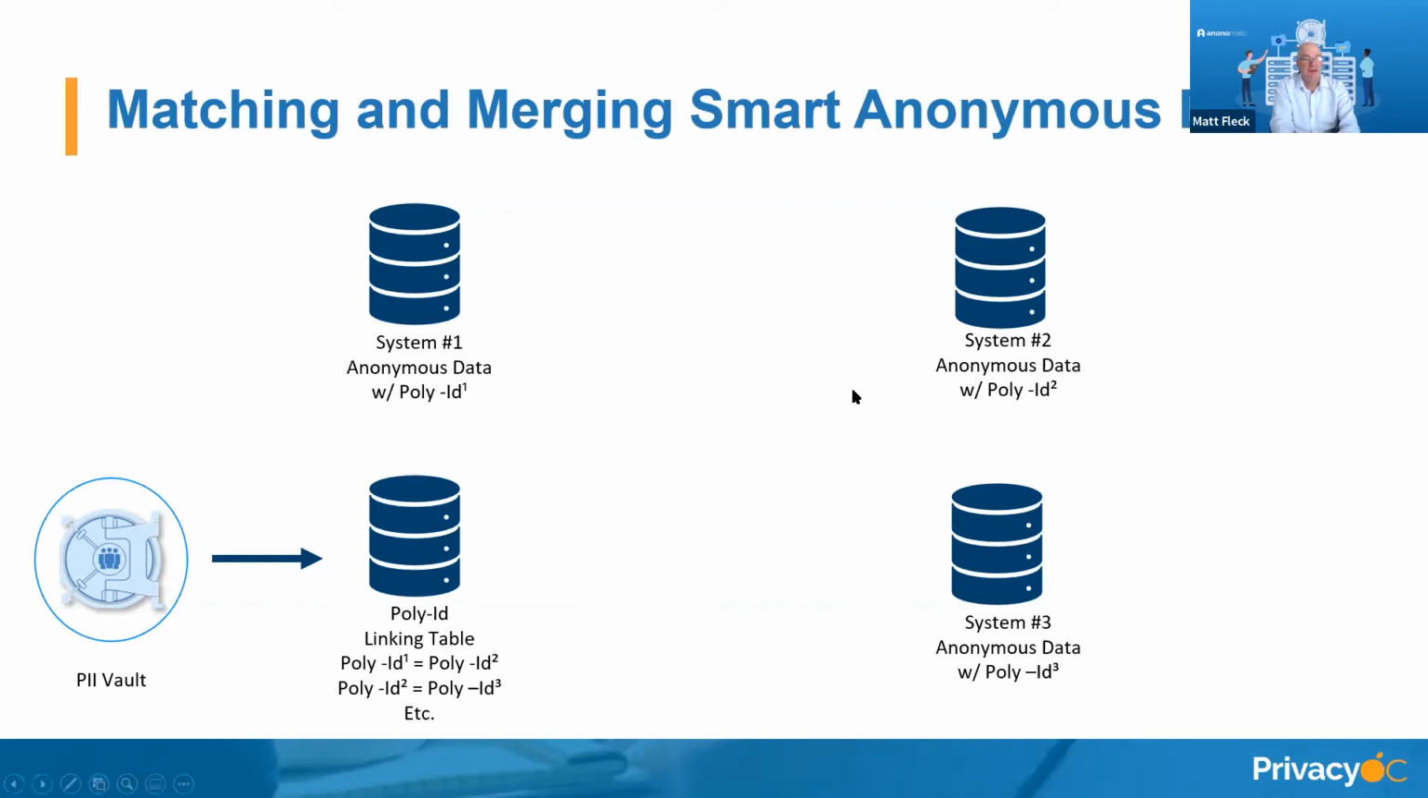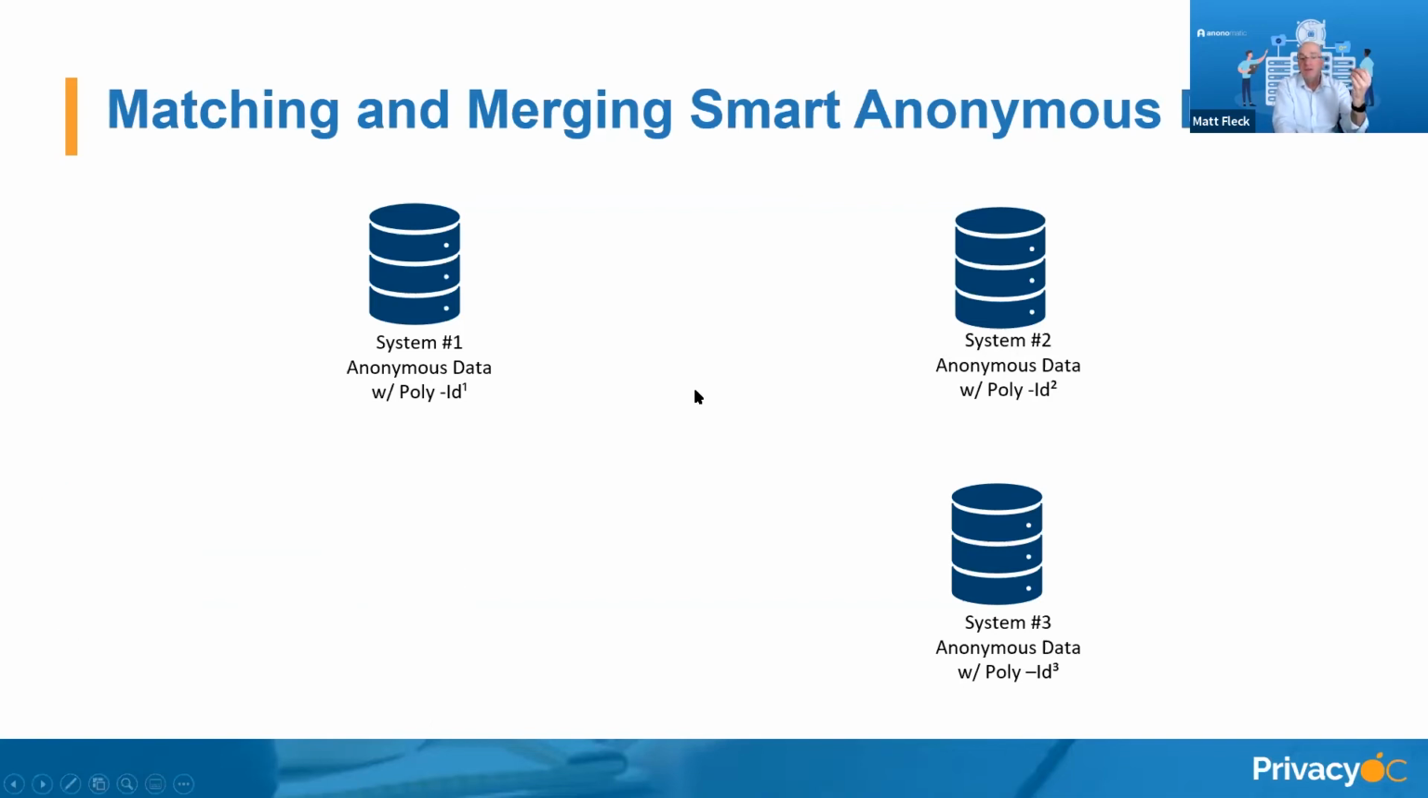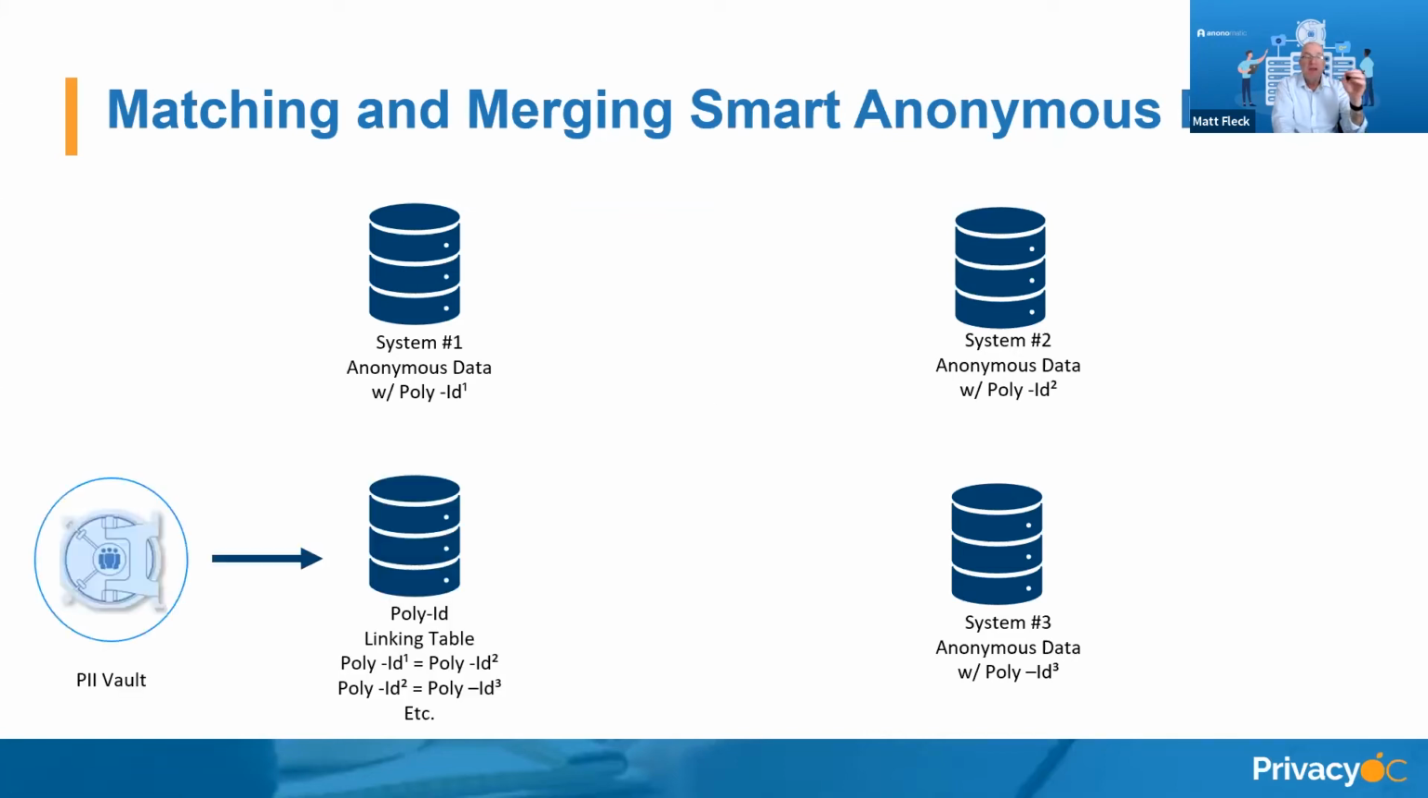Can't see over there. So here's what happens. Let me take another step back. We've got these three different sources. They're all completely anonymized. They've got their individuals' poly IDs. The PII vault comes in, and there is permission at multiple levels. The source who is approved, and this would be the data aggregator, the processor, whoever is going to collect these different sources of data and want to use it, they have to be approved by each of the different sources to say, yeah, this person can go ahead and merge my data.